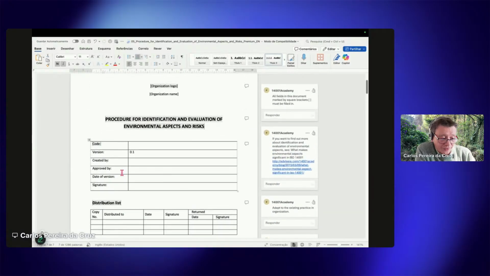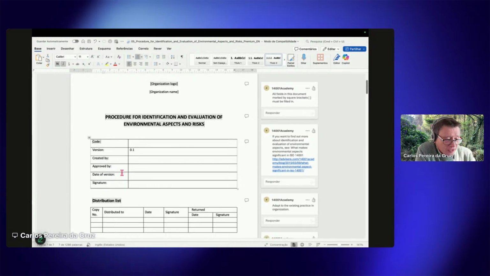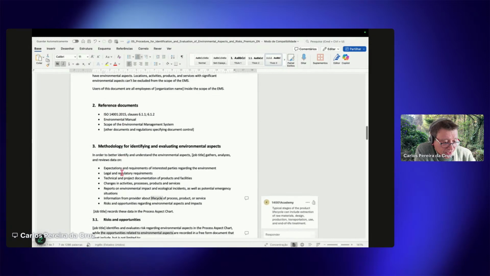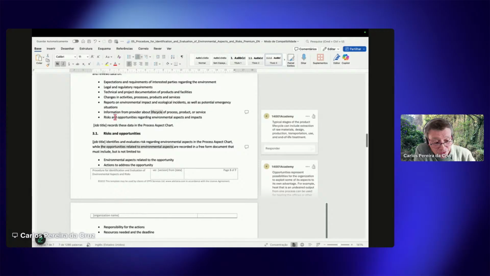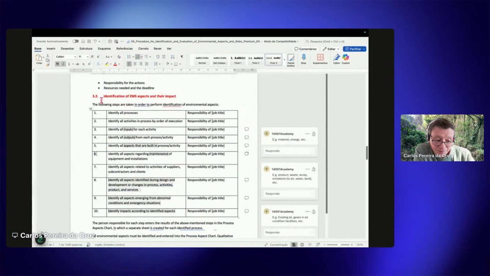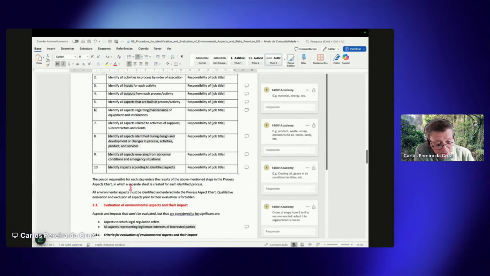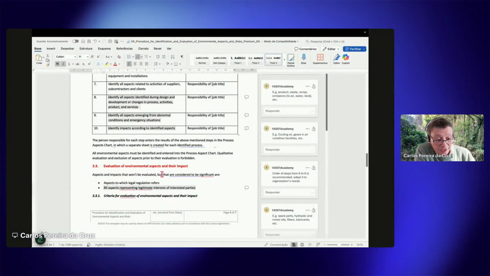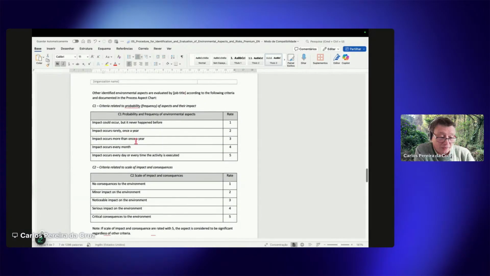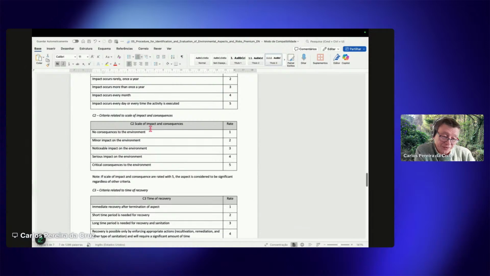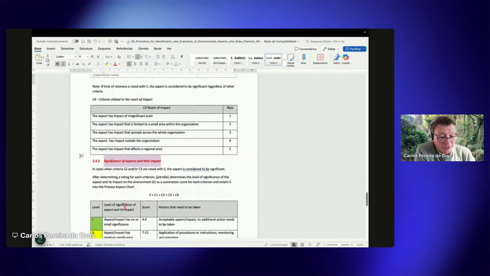So, the procedure for identification and evaluation of environmental aspects and risks. You see here things like what is the methodology for identification and evaluation, what are the risks and opportunities. And then we have identification of EMS aspects and their impacts, kind of a step-by-step here. Evaluation of environmental aspects and their impact, so criteria that can be used, things like probability or frequency or likelihood, scale of impact, time of recovery, so examples. And then how to define in an objective way the significance.